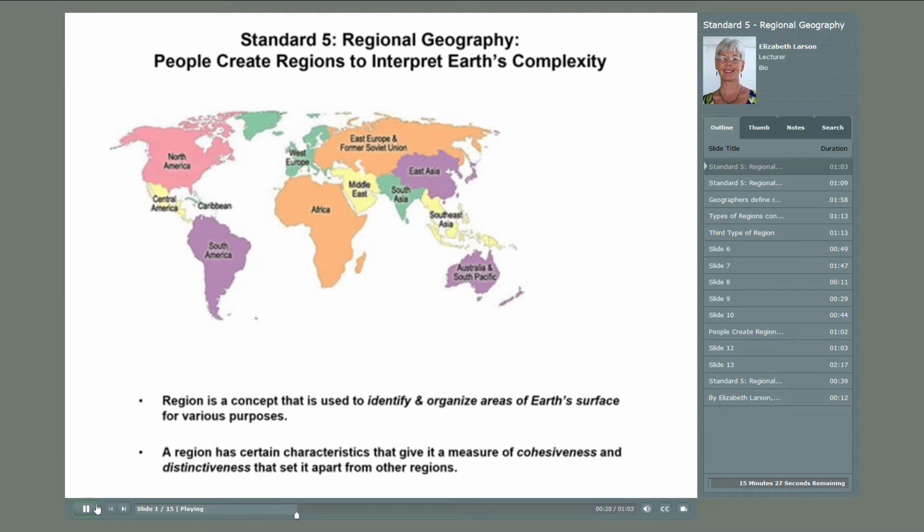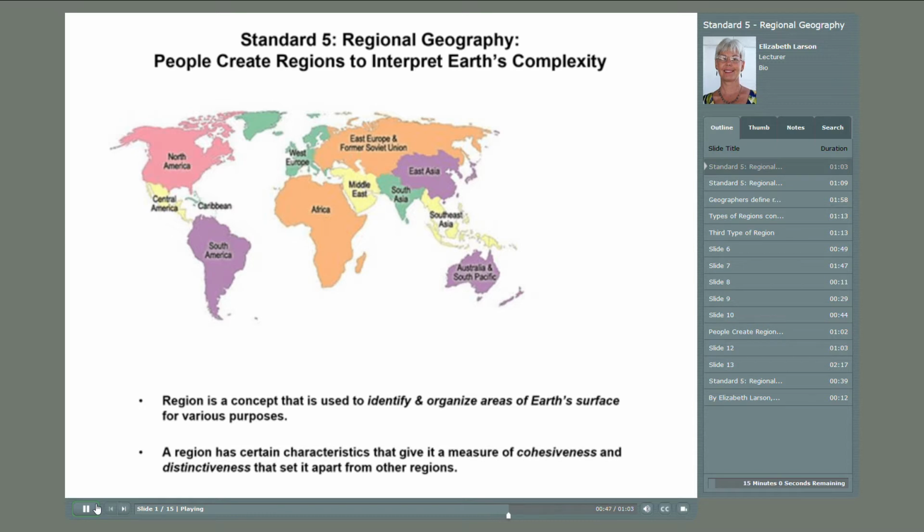State Department: North America, Central America, the Caribbean, South America, all in the Western Hemisphere, and then you see Western Europe, Africa, Middle East, Eastern Europe and the former Soviet Union, South Asia, East Asia, Southeast Asia, and Australia and the South Pacific. Sometimes we see these regions broken down slightly differently depending on who's interpreting the Earth.